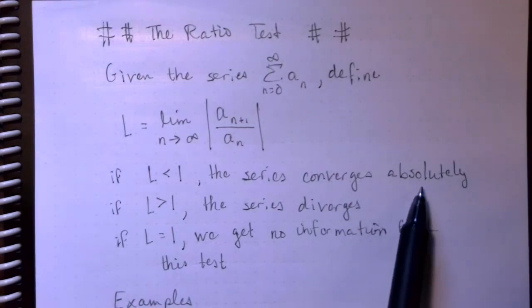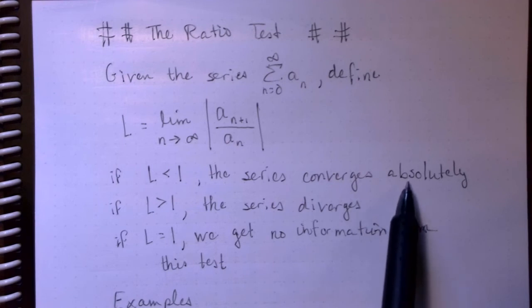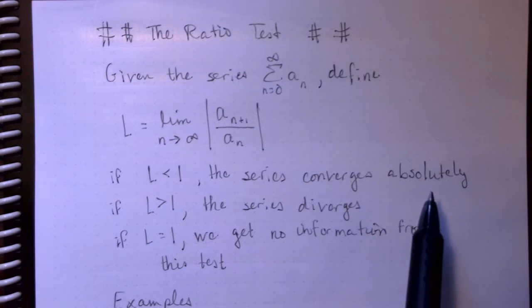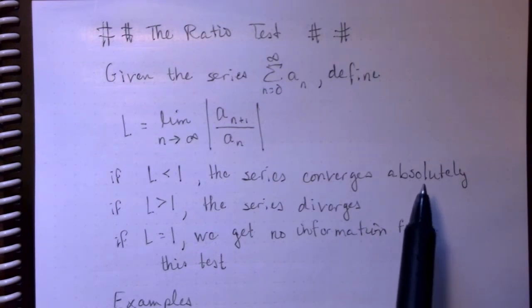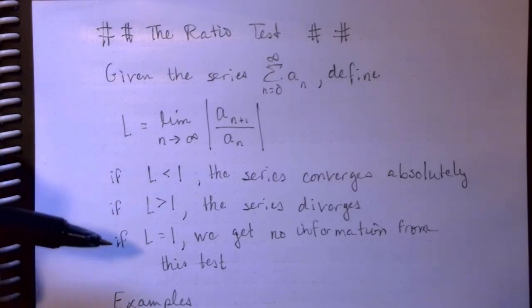Just to refresh your memory from your calculus, converges absolutely means that the series of the absolute values converges. Okay, so if you had, say, an alternating series where it went plus, minus, plus, minus, like that, then it would still converge if you changed all the minuses to pluses. Okay, so let's get right into some examples here of using the ratio test.